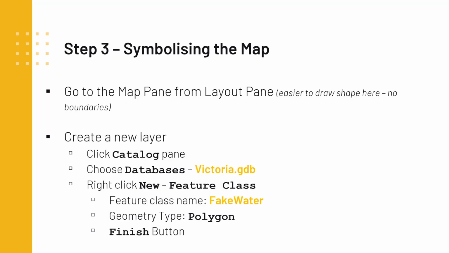I'm going to suggest you move to the map pane from the layout pane. This is going to make it much easier to draw your area, and you can overshoot it by quite a bit and you don't have to worry about getting your boundary exact.